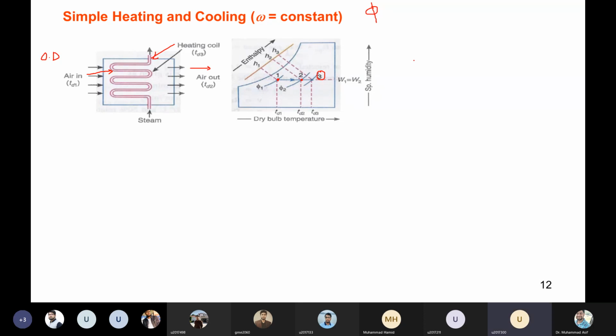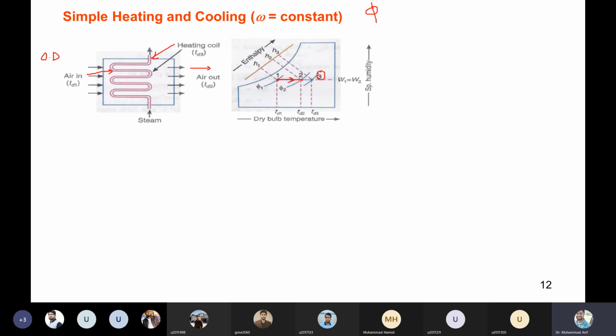Does it change? Change means it is increasing or decreasing? Decreasing, sir. Yeah, it's decreasing. So if you are just doing simple heating, although you are increasing the temperature, you are decreasing the relative humidity. In other words, you are increasing the dryness.